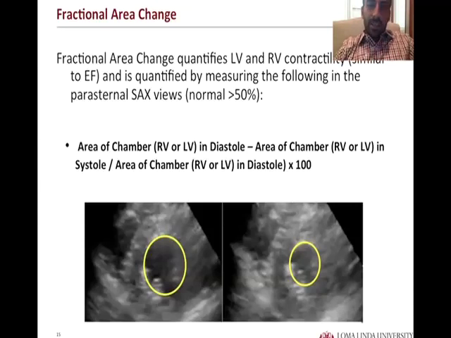So here is a picture and the calculation. Again, you're comparing the area in diastole minus the area in systole over the area of diastole, and getting that percentage. Normally it should be more than 50%. And again, this is often the view used to visually estimate overall systolic function of the left ventricle.